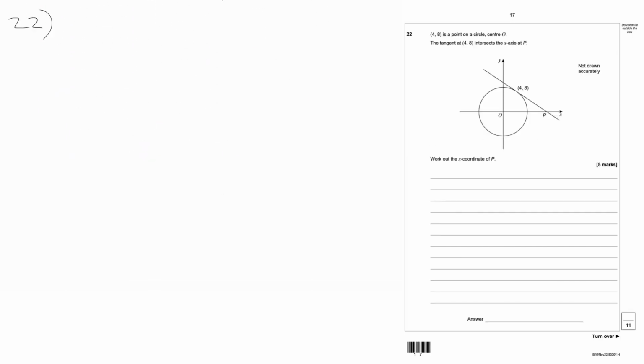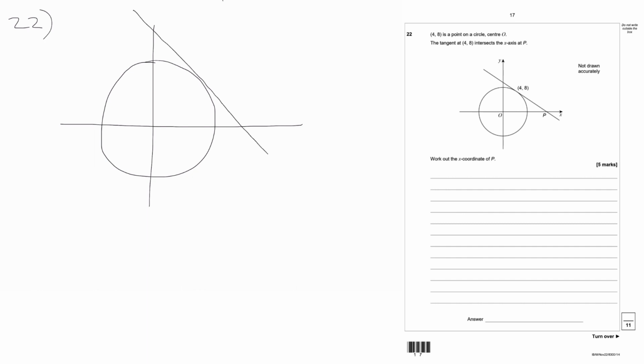So for question 22, we're told that the coordinate 4, 8 is a point on a circle with a centre at the origin, and there is a tangent at the coordinate 4, 8 which intersects the x-axis at this point P, and we want to work out what P is. So let's just clarify a few things. So this line that we're told is a tangent to the circle, what does this mean, a tangent to the circle? Well, what it means is the point at which this line touches the circle creates a right angle which goes from the point at which the line contacts the circle all the way to the centre of the circle, which in this case is at the origin.